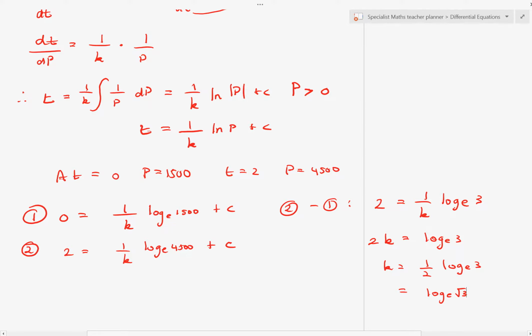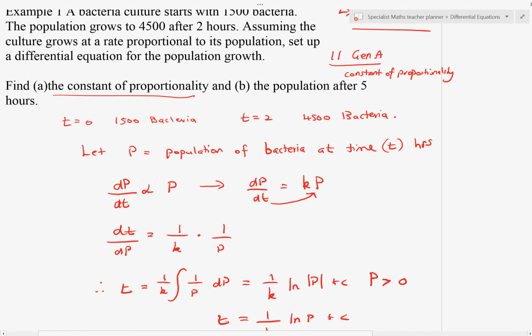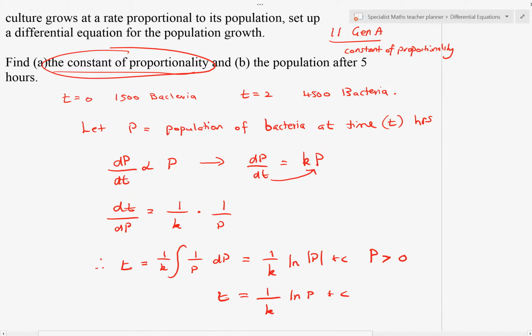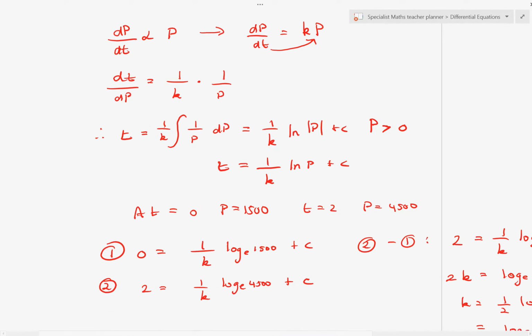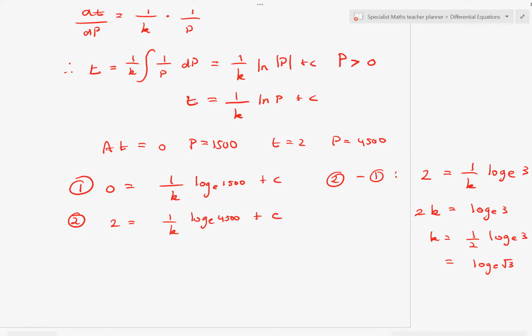Brilliant. Now we've found, what have we found? We've found the constant of proportionality. A lot of the time that's the hard part, I guess. We've solved a differential equation. Not quite. Have we found c? Thank you. So what's c?